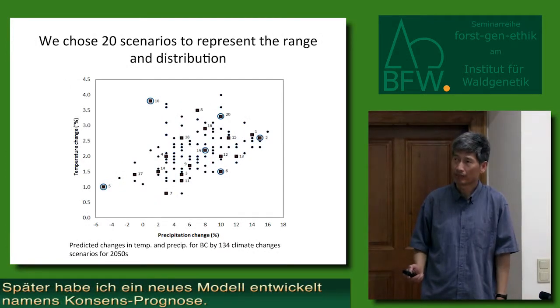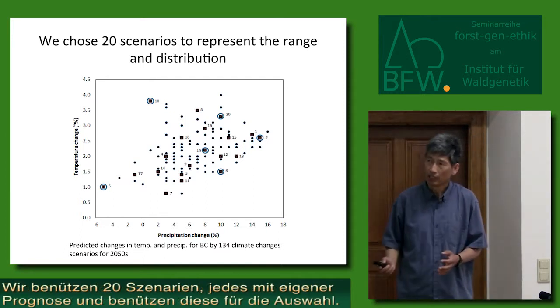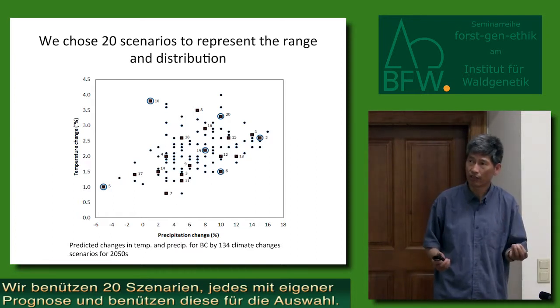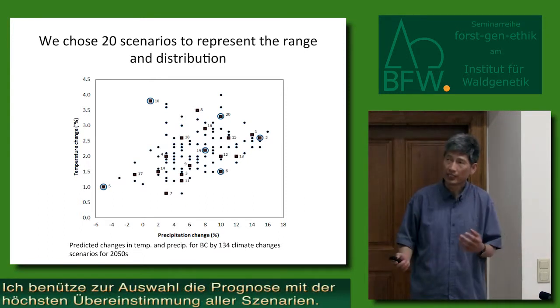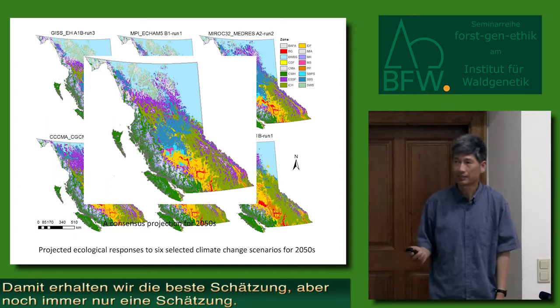Later on, I developed a new approach called consensus projection. We use 20 scenarios, and each scenario gives a projection. Then we use the 20 to vote. I only take the highest vote for the final one. Now we can have one best guess, but still a guess.